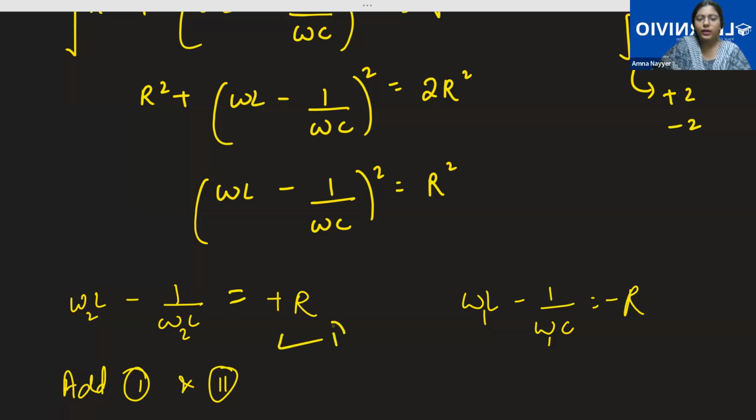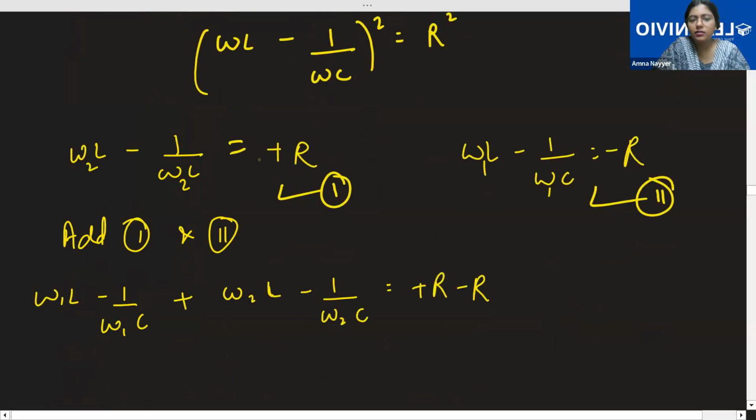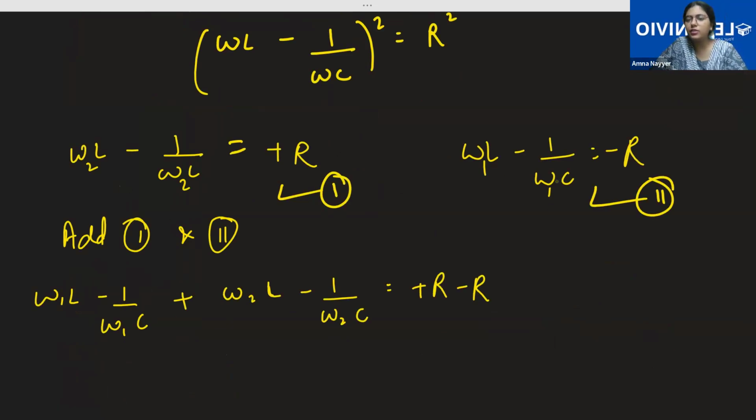So this is one equation. This is the second equation. Now we add both the equations, first and second. See, this is the first one, omega 1 L minus 1 by omega 1 C, plus this term omega 2 L minus 1 by omega 2 C, is equal to plus R minus R.